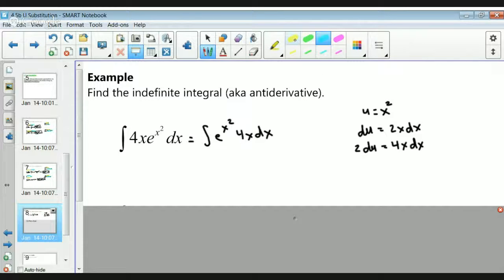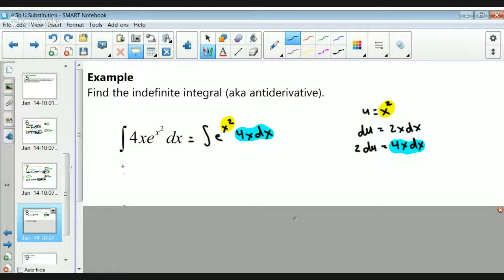I'm going to highlight u, which is x squared. So just that part there, right? Not the e. Okay, and then 2 du is 4x dx. So all of this stuff is going to become 2 du. All right, so let's go ahead and rewrite that integral.